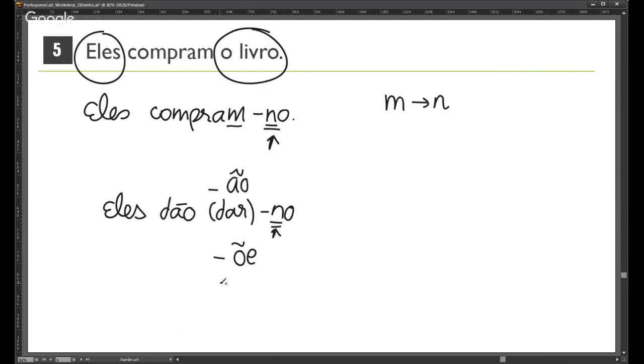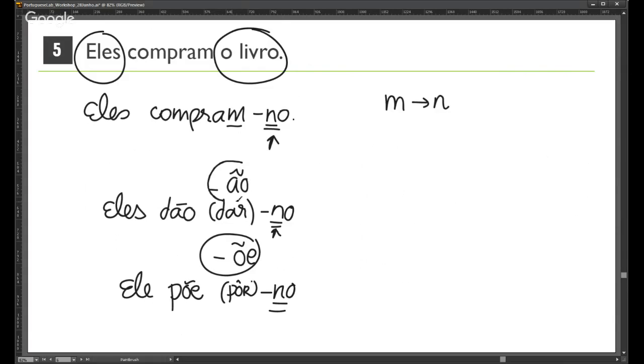And oi, also not a real common situation, but you have, for example, the verb pôr, to put, which is also an irregular verb. And you'll have in the third person this ending, ele põe, he puts. Ele põe-no. So these three situations, M, ão, oi, will add N to the pronoun.